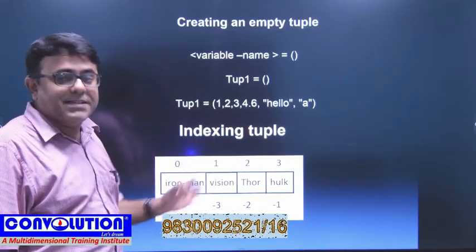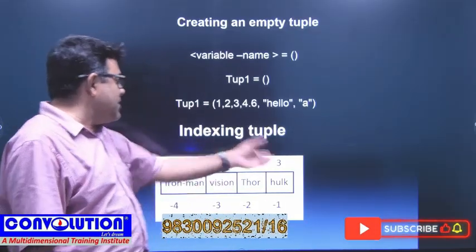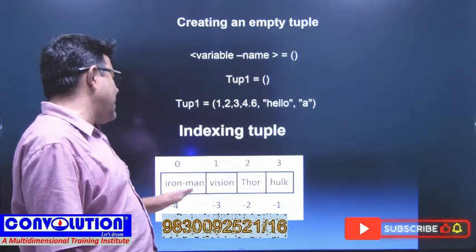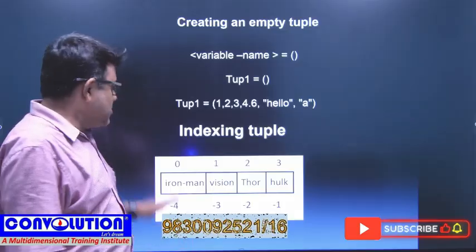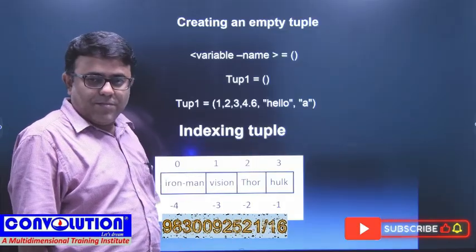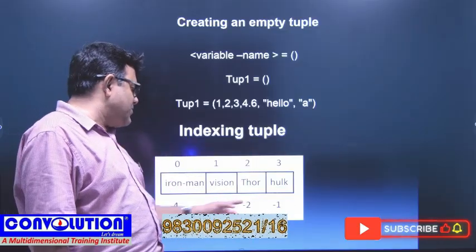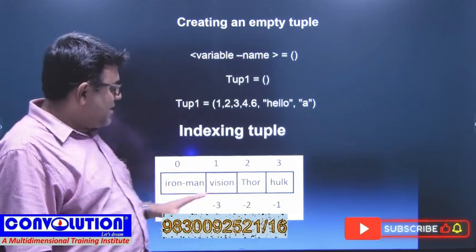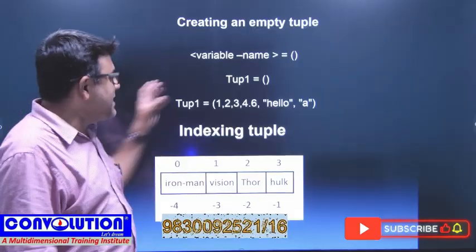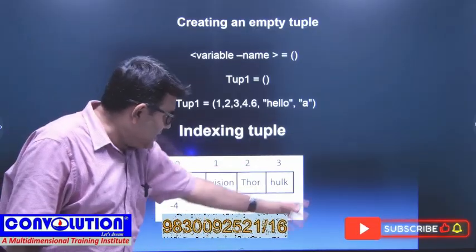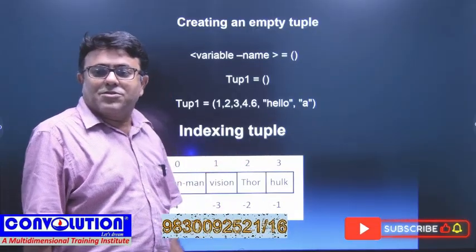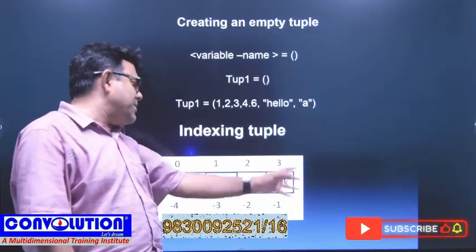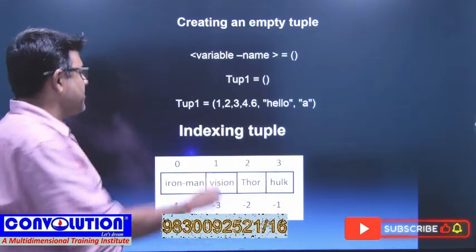Now, what about the indexing of the tuple? We have seen the same indexing concept in our string days. So in a tuple also, it will be like this. Let's say I'm going to store Iron Man, Vision, Thor, and Hulk. So it will be like this: 0, 1, 2, 3. If we go backward, it will be like this: -1, -2, -3, and -4. Whenever we are creating a tuple, the entire thing is stored in memory blocks this way. So this is the indexing representation of a tuple.